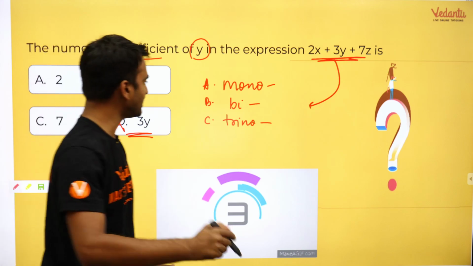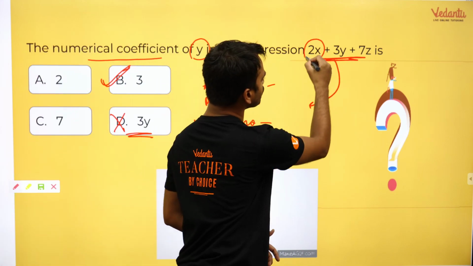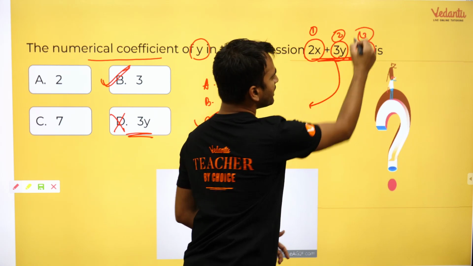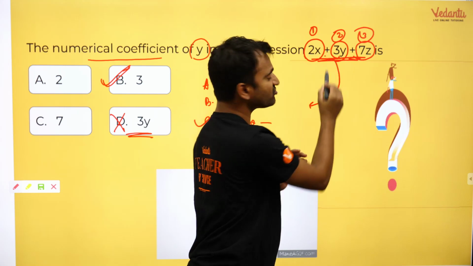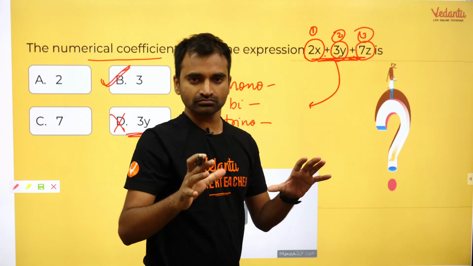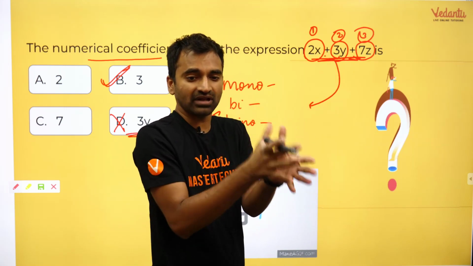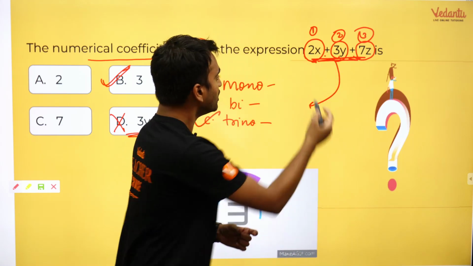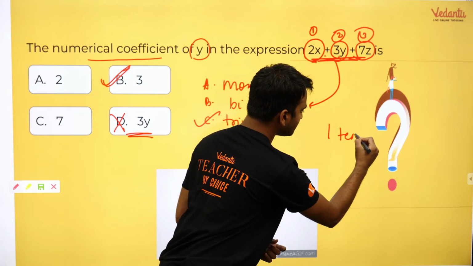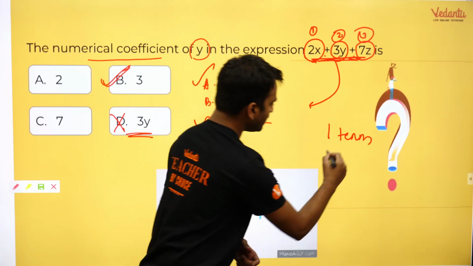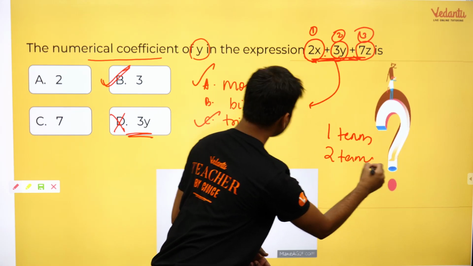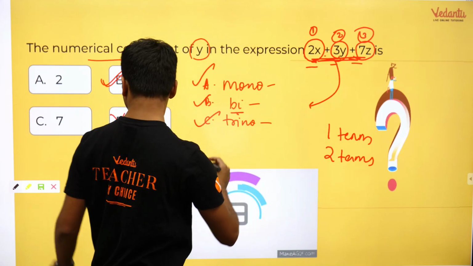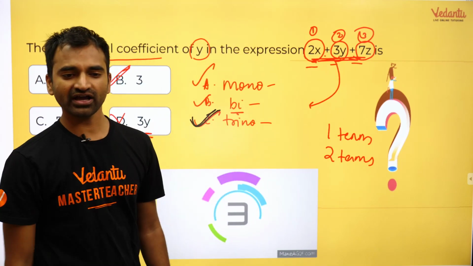Very good. Exactly. That is absolutely right. So there are 3 terms over here. This is term number 1, this is term number 2 and this is term number 3. Anything which is separated by a plus or a minus is a term. Right? Anything which is separated by a plus or a minus is a term. The number of terms decides the type of polynomial. So if you have one term, it is a monomial. If you have 2 terms, it is a binomial. Bi stands for 2. And over here you have 3 terms. So this is a trinomial. Is that fine, everyone?